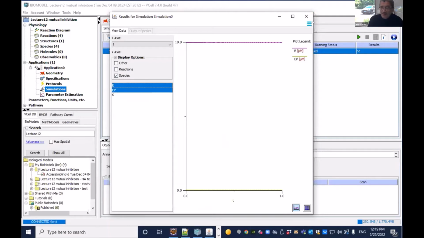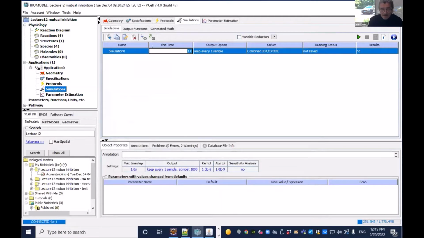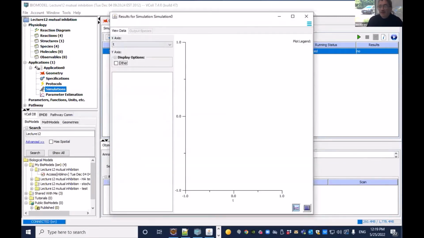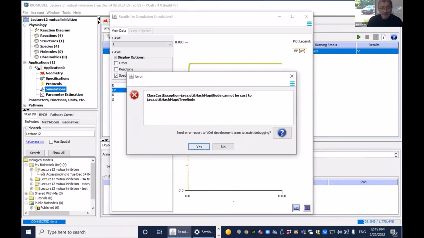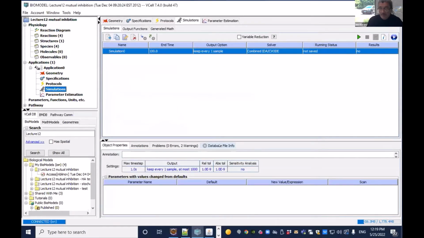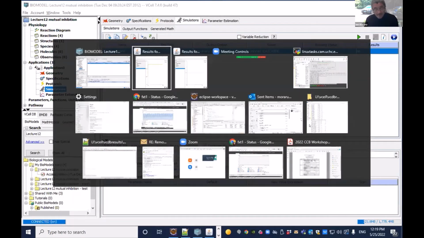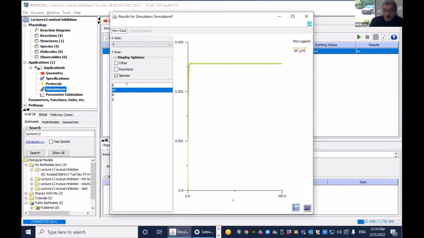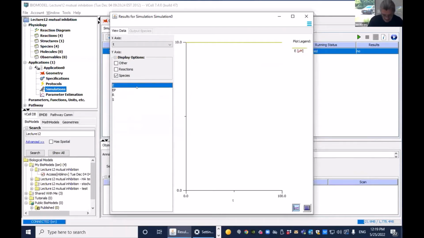Okay, so E and EP. And it will take a while. It's very little here. And we can run this for a longer time period. Oops, that's a problem with my Windows 10 machine. Okay, so E and EP, there will be very little phosphorylation at that level. And as you might guess, if we have more and more S, we increase the stimulus, there will be more phosphorylation and it will settle at a different level. So let's test this out.